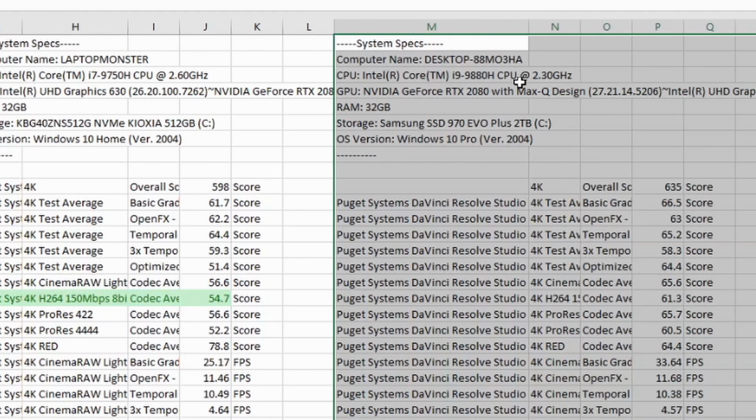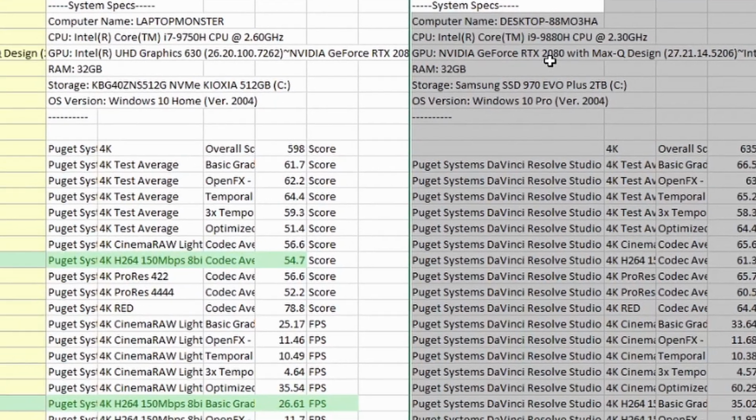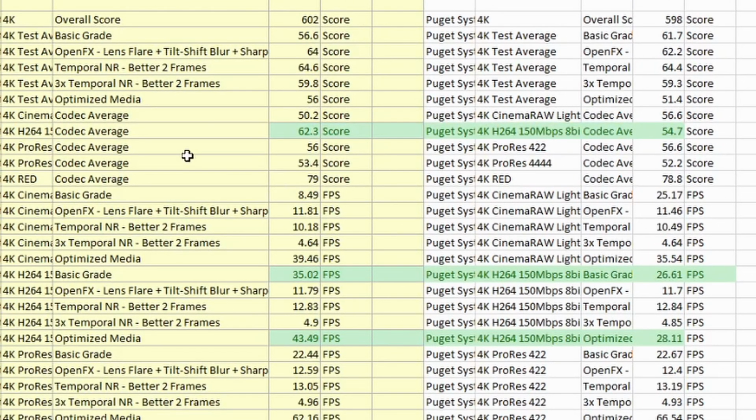Next, you got my buddy's machine with an 8-core 9880H CPU in it. It's got the 2080, just like the other one, and 32 gigabytes of the same speed of RAM. However, in the free edition, this one scores 635. In Studio, it scored 605. Interesting. Let's talk about it from a performance standpoint only.